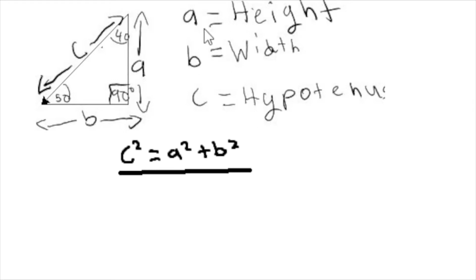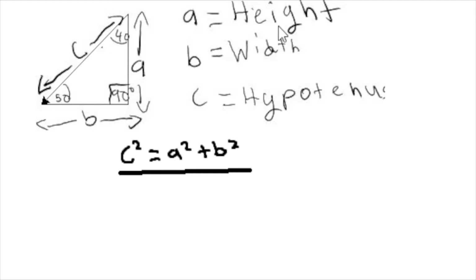A and B can be switched. This can be B, this can be A. It doesn't really matter. But I just made it so this is A, the height. This is B, the width, and this is C, the hypotenuse. And what we're trying to find here is the hypotenuse, as you can see.